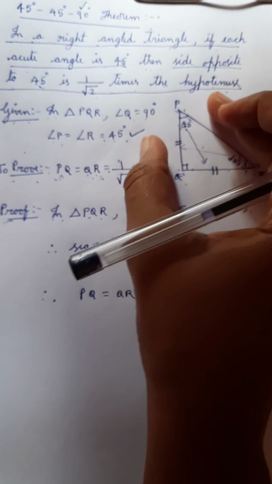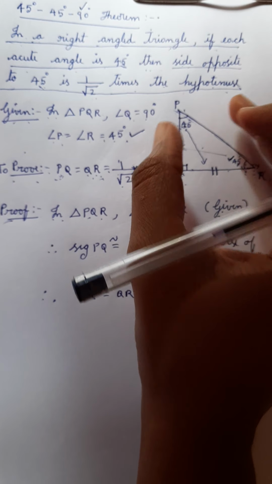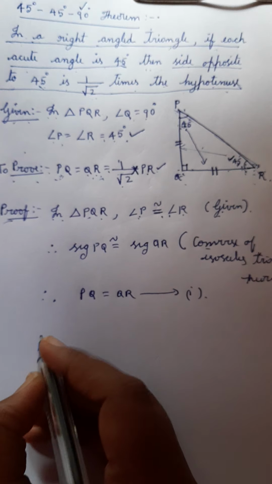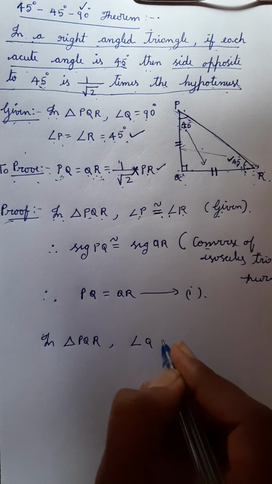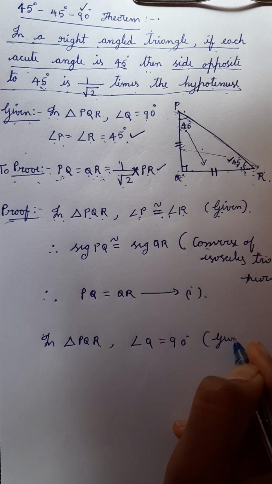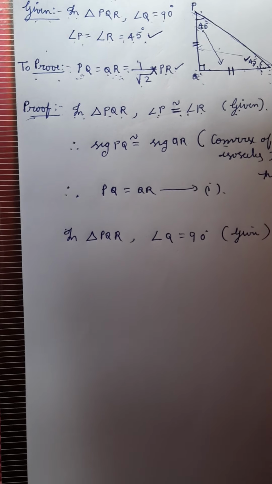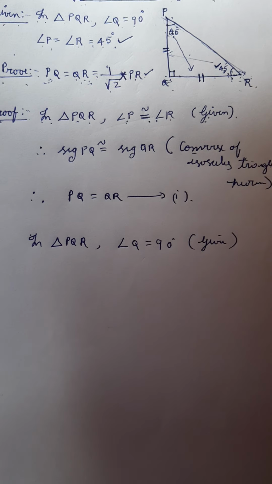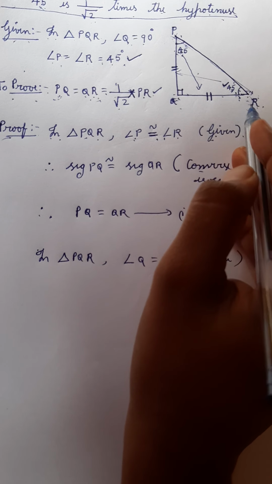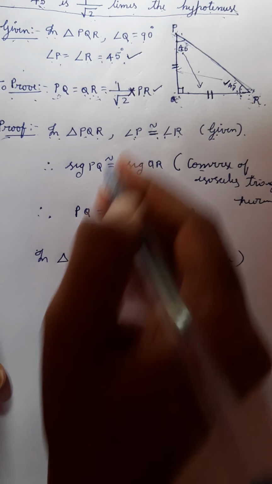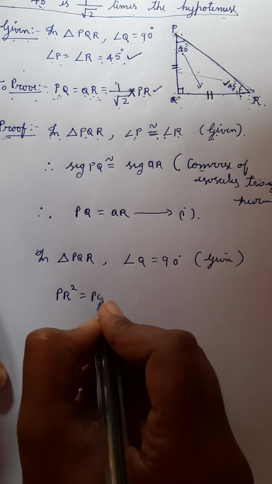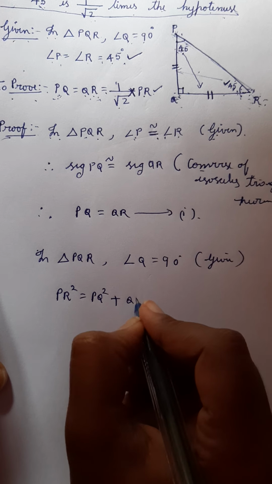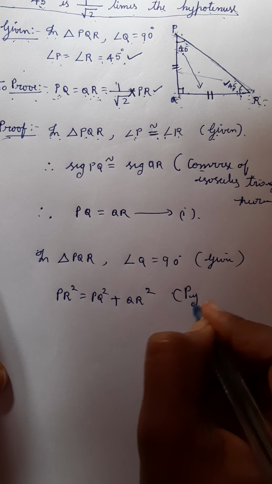Now we will focus on the right angle triangle. So in a right angle triangle we can apply Pythagoras theorem, is it? So in triangle PQR, angle Q is equal to 90 degrees. This is given. So I will apply Pythagoras theorem here. How to apply Pythagoras theorem? Hypotenuse square is equal to side 1 square plus side 2 square, correct? So according to that, hypotenuse square, PR square, is equal to PQ square plus QR square. Pythagoras theorem.